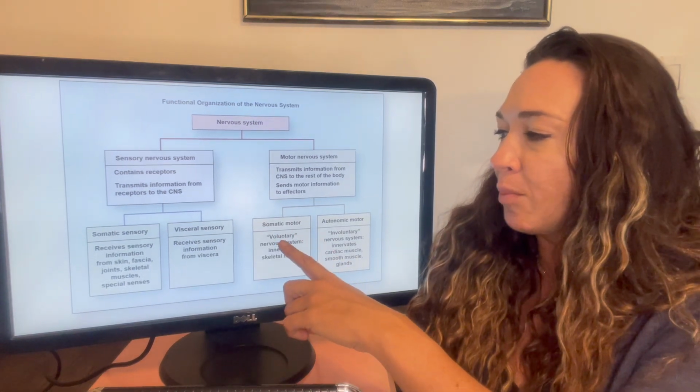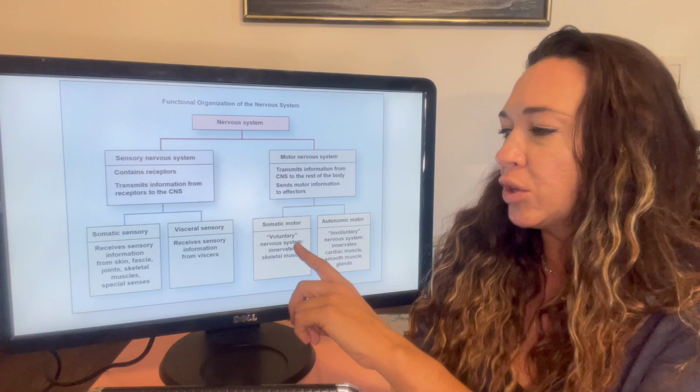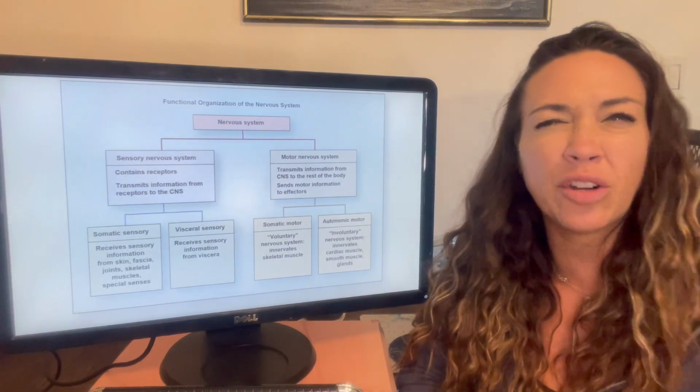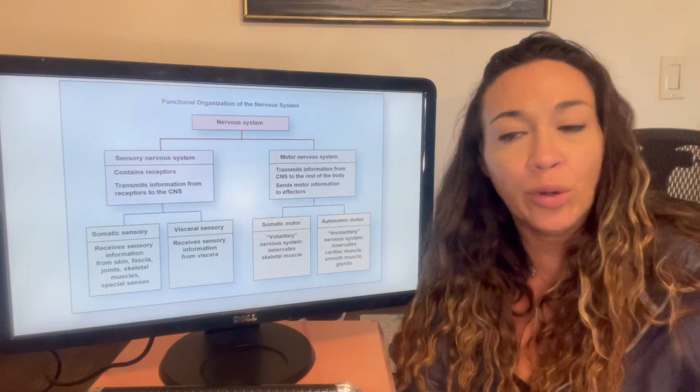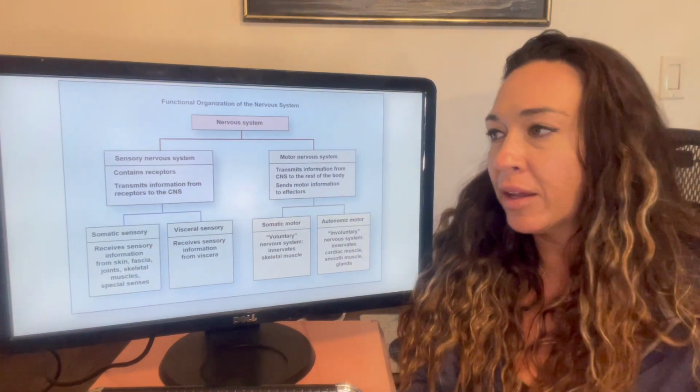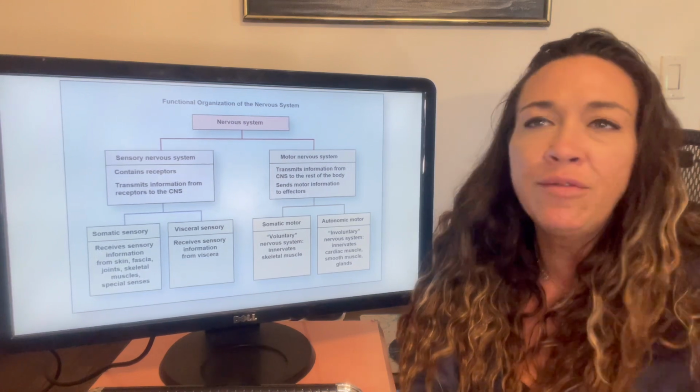So we can also have the somatic motor, right? This is going to be your voluntary nervous system. It's going to innervate mostly skeletal muscles. And that's what really, okay, this is my dictated response. I need to move. Or it's going to be your autonomic motor system, which is basically the involuntary nervous system.